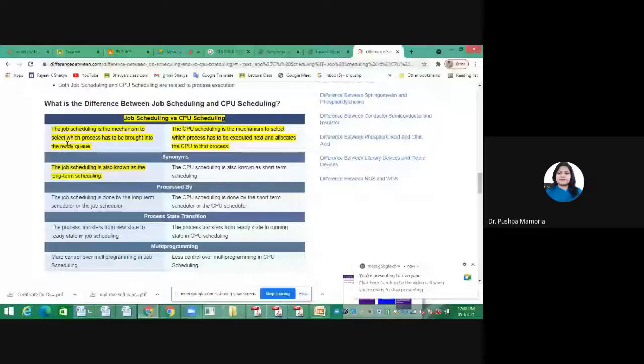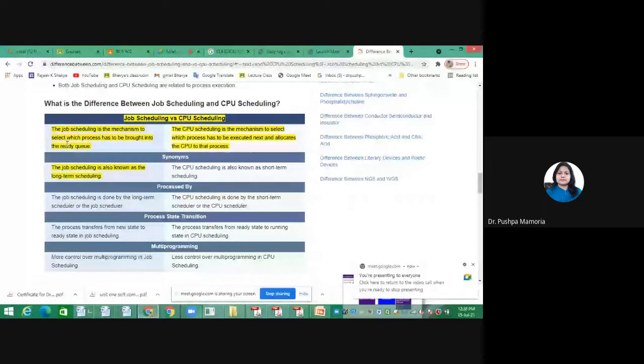It selects processes from the job pool and loads them into memory. Clear? This is the working of the job scheduler. Then after this, when the job is loaded into the memory, the CPU scheduler will select processes from the memory and allocate the CPU for them. Okay, this is the function of the CPU scheduler.